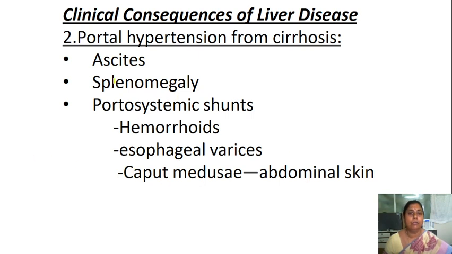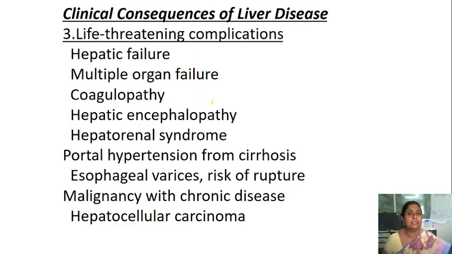Okay, so when you are feeling a spleen in a case of cirrhosis, when you are having ascites, hemorrhoids, and caput medusae, that is when the patient is having portal hypertension and the cause of liver disease could be cirrhosis. Okay, now what happens in the cases of acute liver failure or life-threatening complications of acute liver disease or chronic diseases with liver failure?